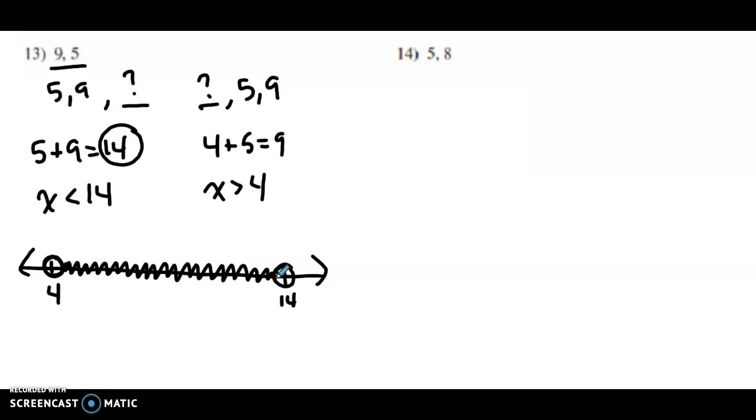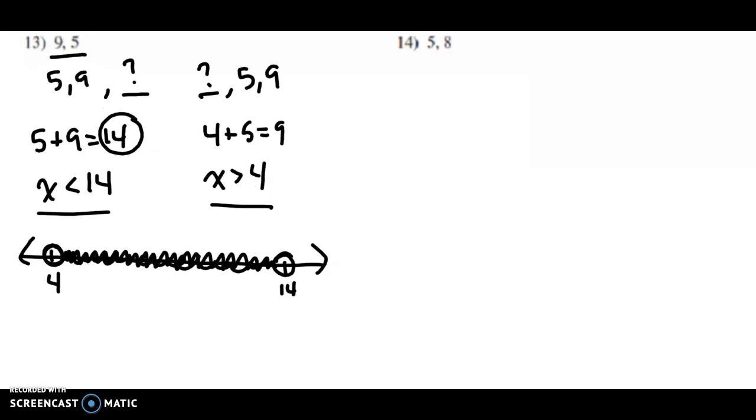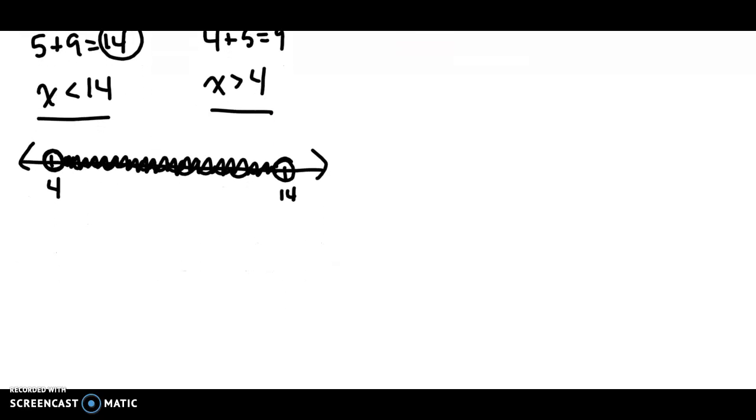Now, you're not expected to know this, but it is helpful. Whenever we have a range of possible scenarios like this, we can write this instead of two separate inequalities. We can combine them to make one inequality. So we can do it this way. We say 4 is less than x, which is less than 14.